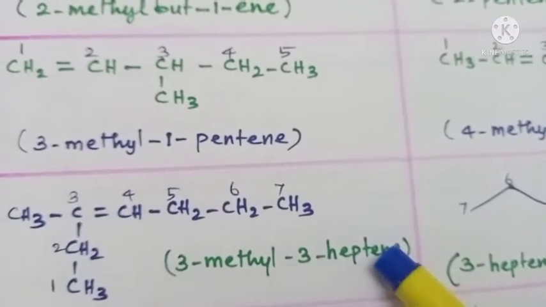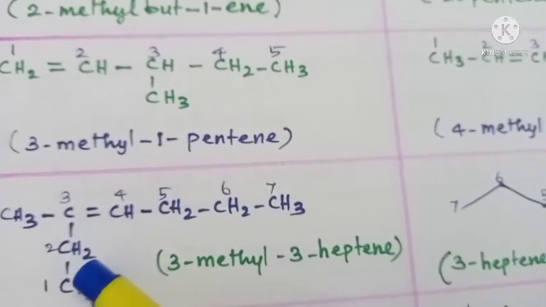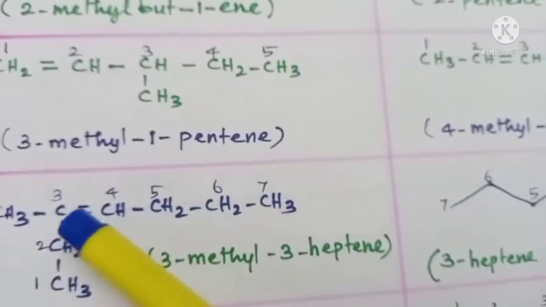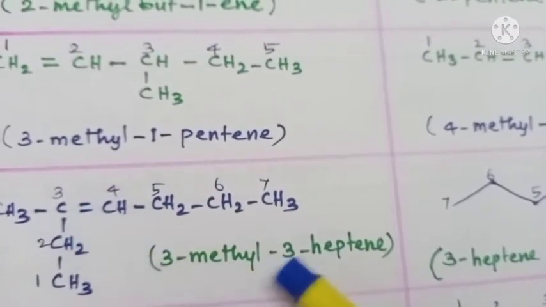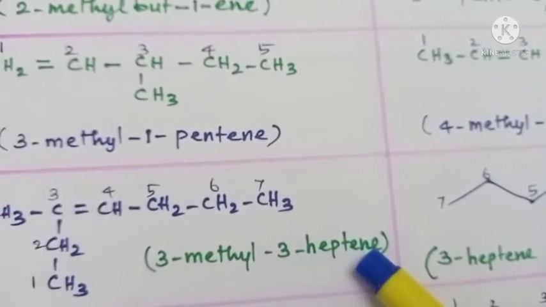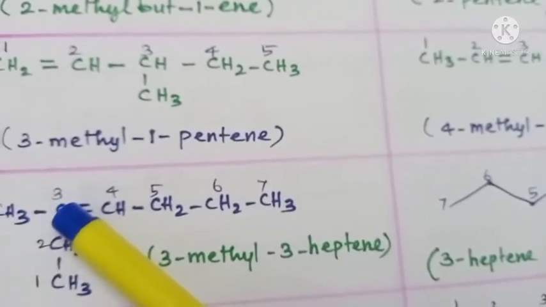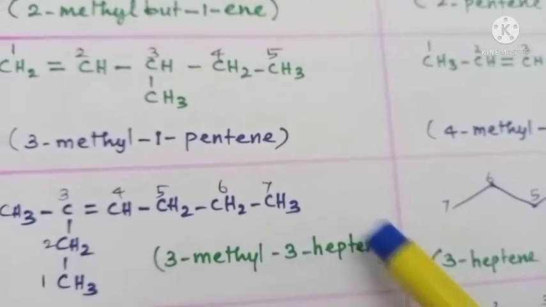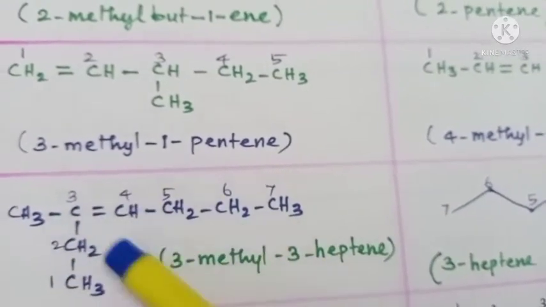So it is nothing but heptene. The numbering is started from the end near to this first branch, isn't it? But now we proceed this way. So now the double bond is at third carbon. So 3 heptene. And the same third carbon, there is a methyl substituent also. So 3 methyl, 3 heptene. So that is the IUPAC name for this branched alkene.